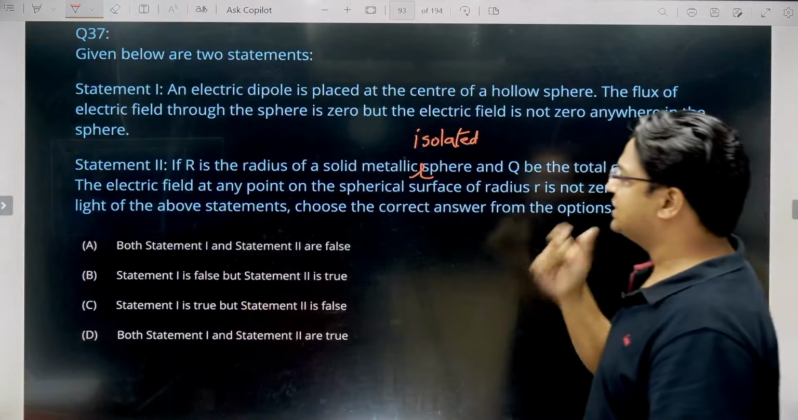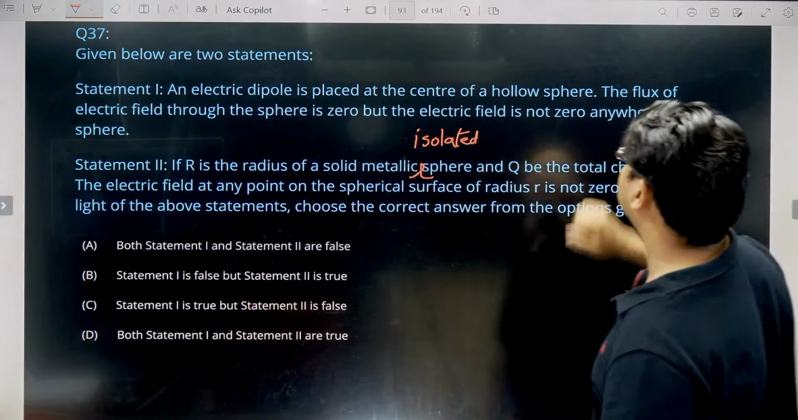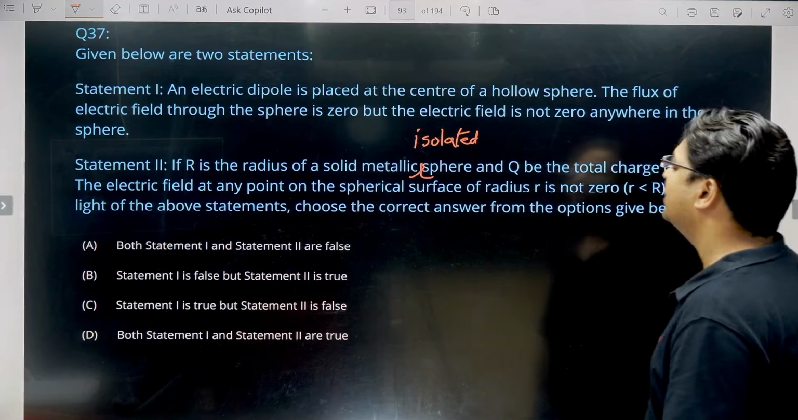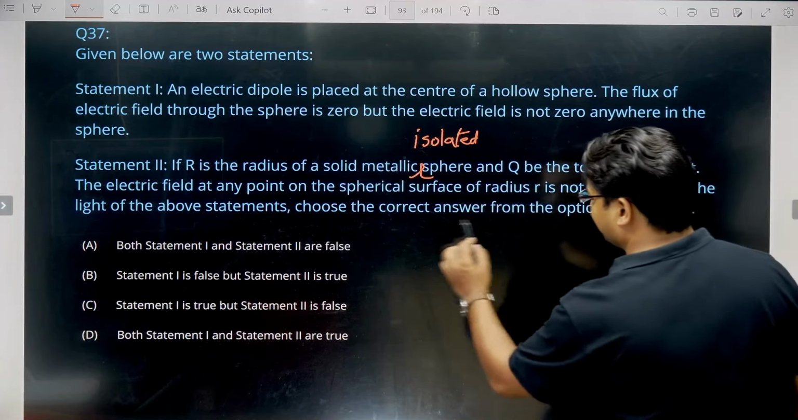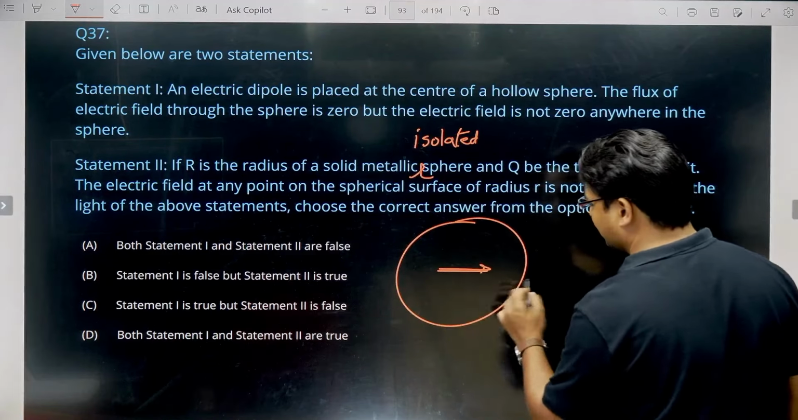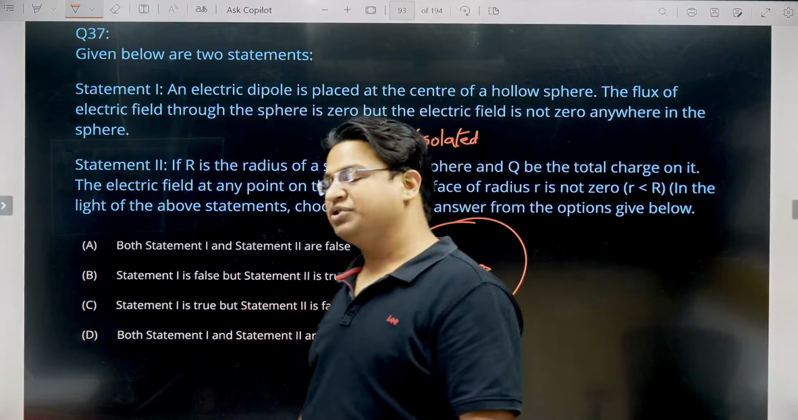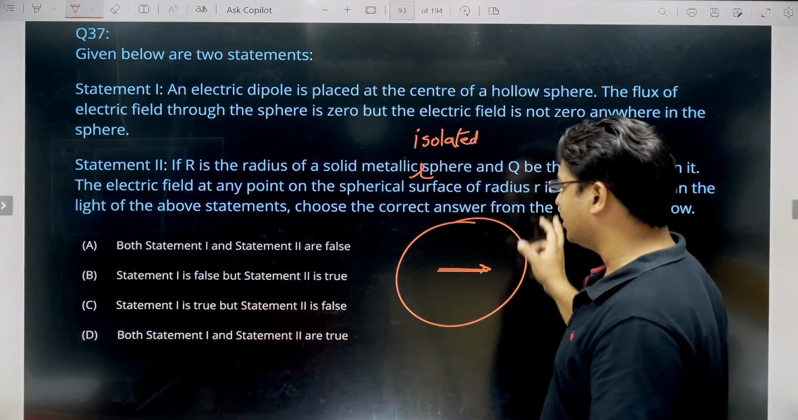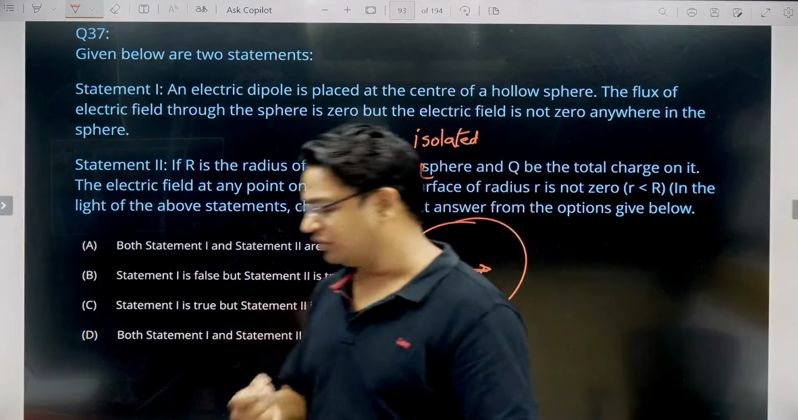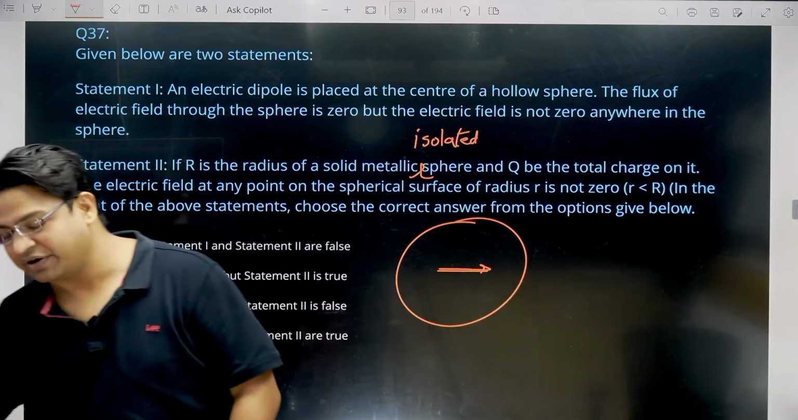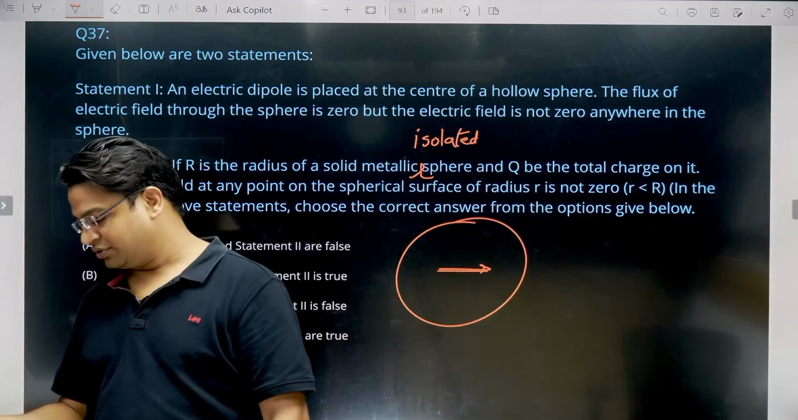Question number 37, which is the 12th question of physics. It says an electric dipole is placed at the center of a hollow sphere. The flux of electric field through the sphere is 0, and that is correct. When we place a dipole, the net enclosed charge is 0, so the net flux would be 0. But because of a dipole, at any point in the surrounding of a dipole, the electric field is not 0. So that is correct.